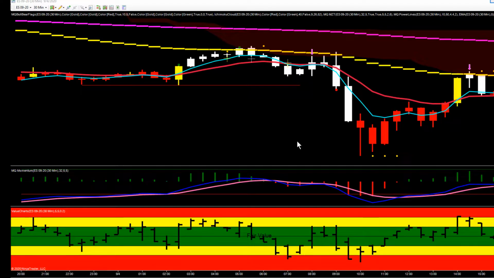Let's take a look at the 30-minute chart on the ES today. You see in the overnight it just kind of chopped sideways and then made a little push to the upside during the London session. Ran into the 50 EMA, couldn't get above it. Again, we know that the 50 EMA and the 200 EMA are significant support and resistance on this 30-minute chart.